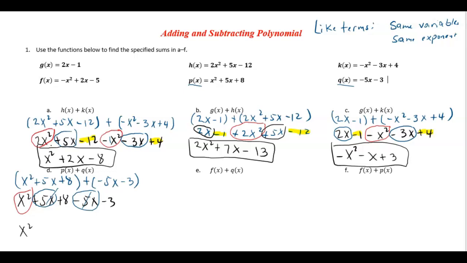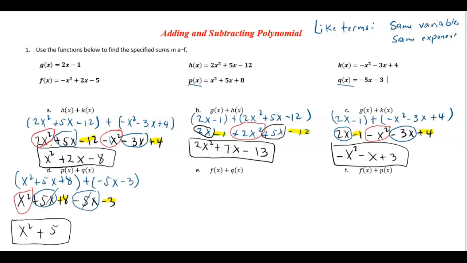And the next one will be the numbers. We got plus 8 and negative 3. So plus 8 minus 3 is plus 5. So you're going to have plus 5, and that's your answer. Now, this turned out to be a binomial. The first term is x squared, and the second term is 5.